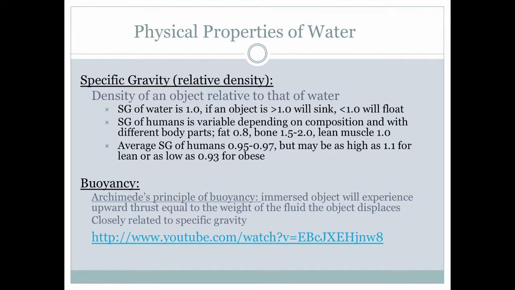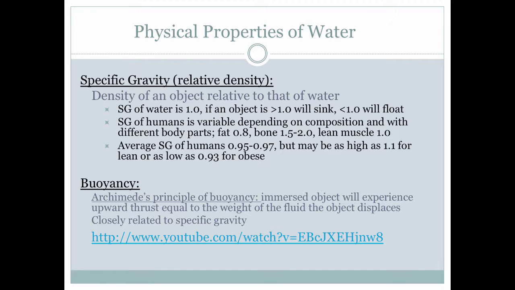So specific gravity of humans is variable depending on the composition, and it is also variable with different body parts. So fat is going to float, it's 0.8. Bone's going to sink, it's 1.5 to 2.0, so it's pretty dense. And then lean muscle we know is primarily made up of water, so it's going to be about the same as water. So it's about 1.0.